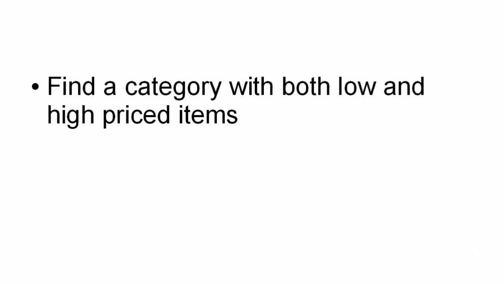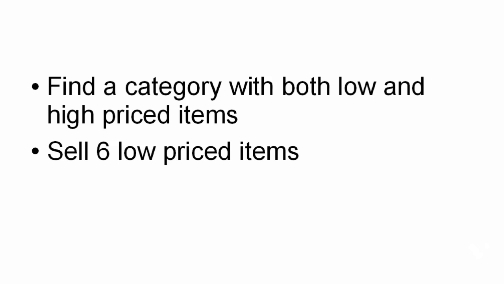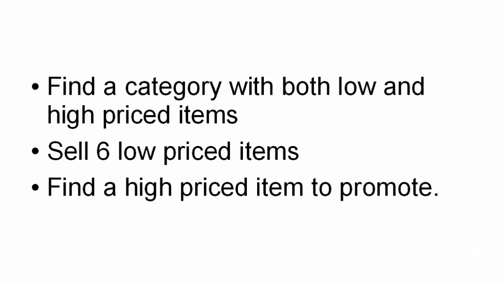So what you want to do is find a category with both low and high priced items. Then you want to sell 6 low priced items because obviously lower priced items are going to be easier to sell than higher priced items. And then when you've been moved up into the next percentage, you can find some high priced items to promote and get the larger commission. So there you go, 2 ways that you can really clean up from making a small percentage on high priced items on Amazon.com.